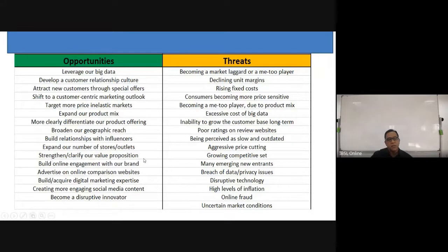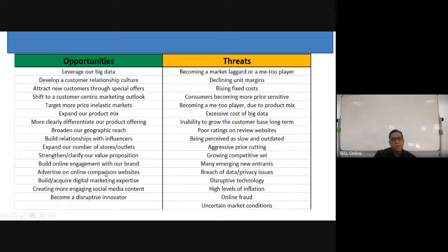Strengthen, clarify our value proposition. That means, as you said, you have to provide a unique value to customers. Unique product, unique features that will differentiate you, that will make you different from the rest of the normal products or the competition. Build online engagement with our brand. Yes, that we discussed. We have to have better online engagement in the digital space.